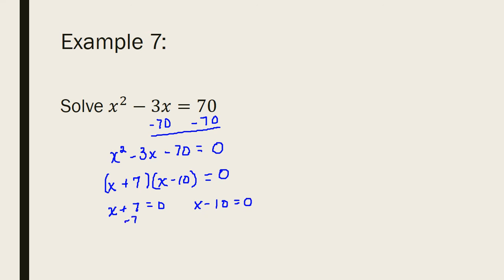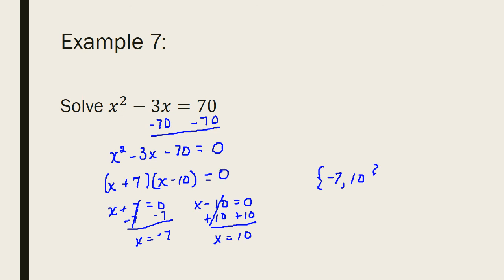So right here we would subtract 7 from both sides, and x equals negative 7. Right here we would add 10 to both sides, and x equals 10. So our two solutions here would be negative 7 and 10.